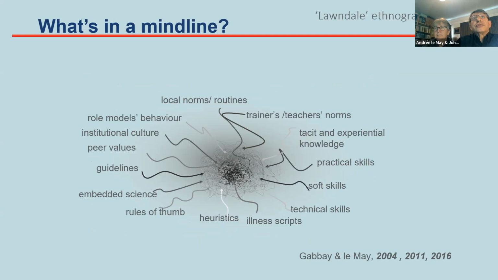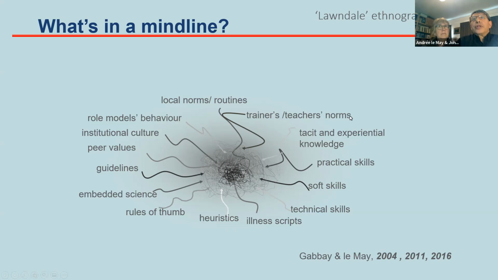So what are the things that are in a mind line? Well, obviously there's the embedded science, and I say obviously, but the practitioners themselves, when you ask them, often say, well, that was all a waste of time, I'd never use it. But of course they do, because it's deeply embedded and it's structuring how they approach things. They do have the rules of thumb and the heuristics and the illness scripts, and they've developed technical skills, but also as they've gone through their careers, they've developed the soft skills and the practical skills and the tacit and experiential knowledge that will enable them to make those decisions rapidly and flexibly.